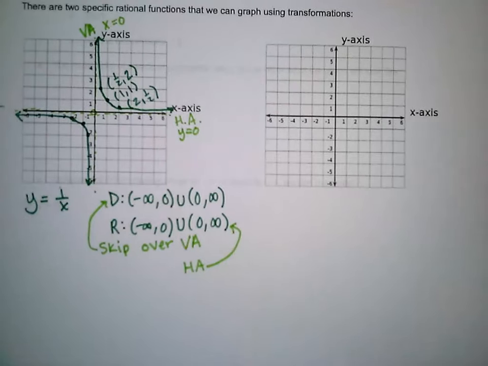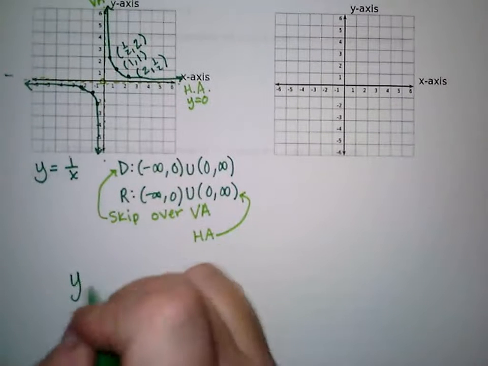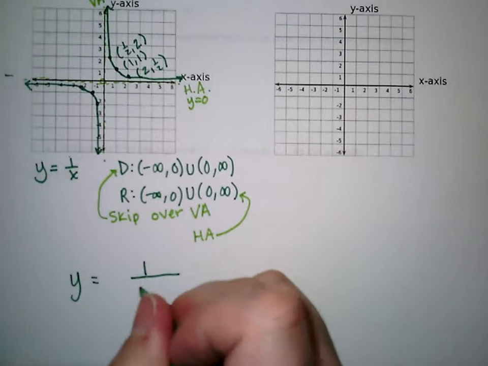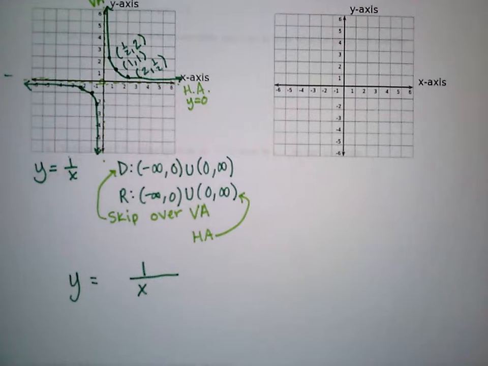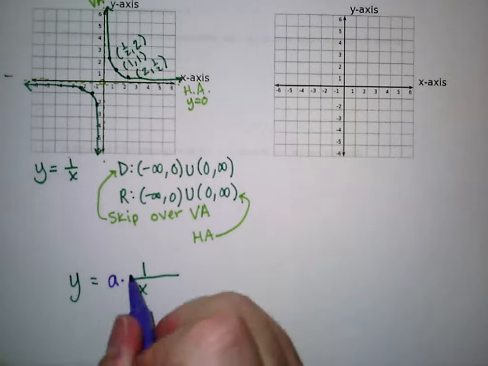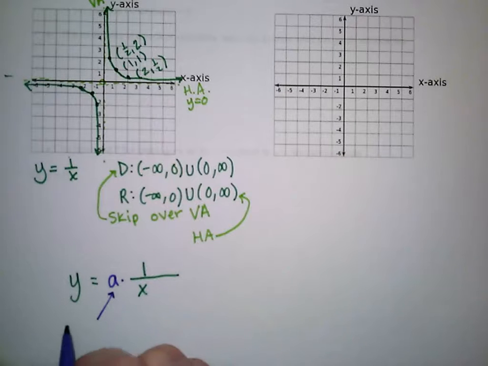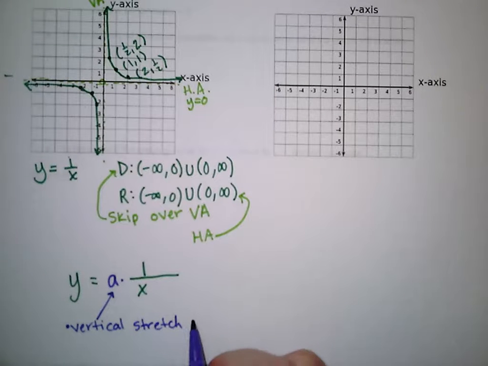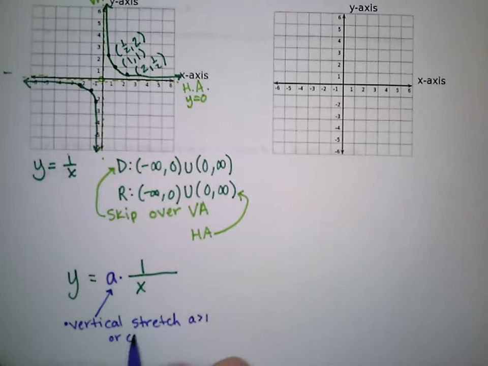The way that we apply transformations to this function: we'll have y equals 1 over x as our general function. And then we might have a number multiplied out front. Sometimes you'll also see that number up in the numerator, but it's going to mean the same thing. So that will be a vertical stretch or compression. It's a stretch if that number is bigger than 1. It's a compression if that number is between 0 and 1. Remember, if that number is negative, that is going to be a reflection over the x-axis.